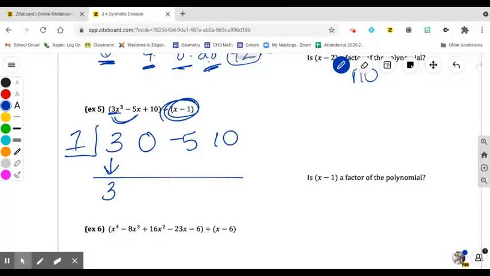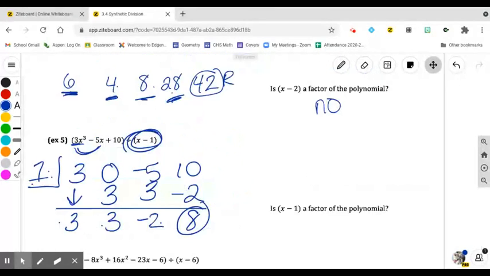Okay, here we go. Drop down the 3. Now multiply. 1 times 3 is 3. Now add. 0 plus 3 is 3. Now multiply. 1 times 3 is 3. Lots of 3's here. Now add. Negative 5 plus 3 is negative 2. And then multiply. 1 times negative 2 is negative 2. And then add. So 8 is my remainder.